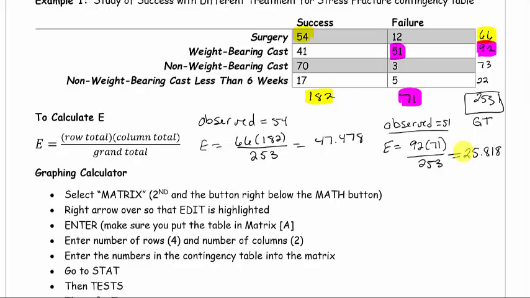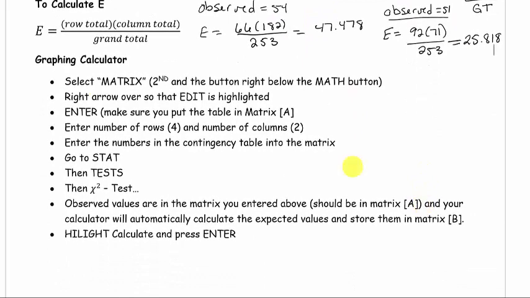Now, I would hope that most of you have a graphing calculator. If you have a graphing calculator, then you would do the following. You're going to want to select matrix. This is second, and it's the button right below the math button. So it's second and then the button with x to the -1 on it. That's the key that you want to push to go into the matrix area in your calculator. Then you want to right arrow over so that edit is highlighted and hit enter. And make sure that you put your table in matrix A.